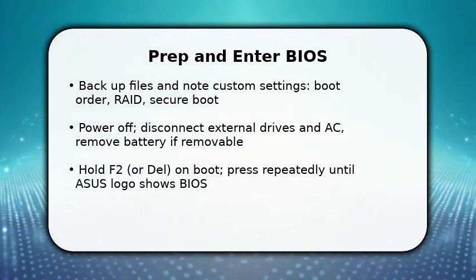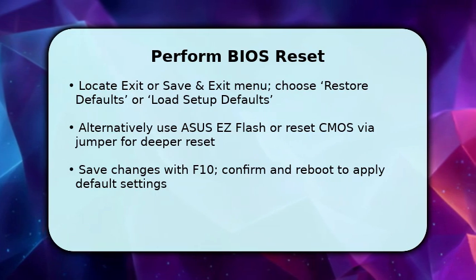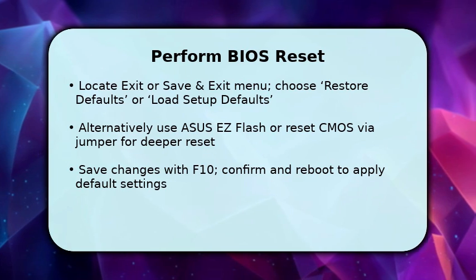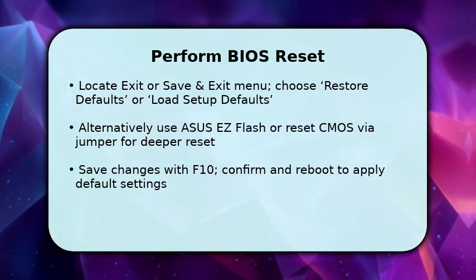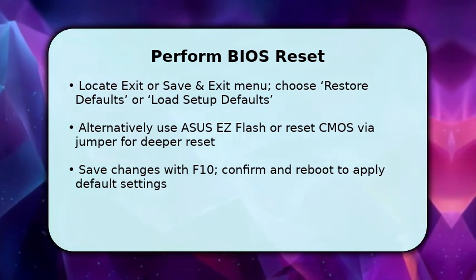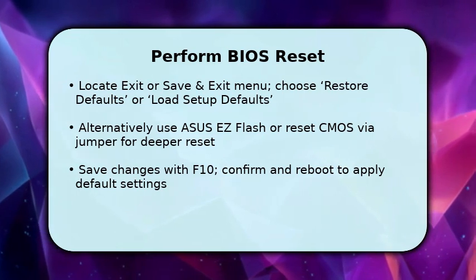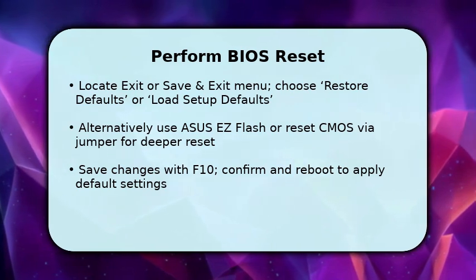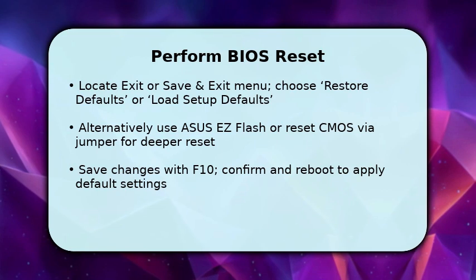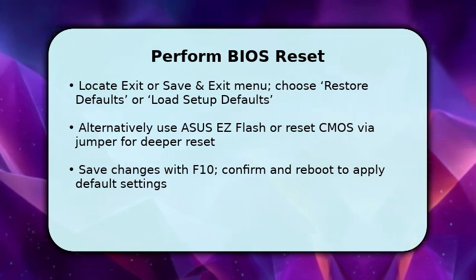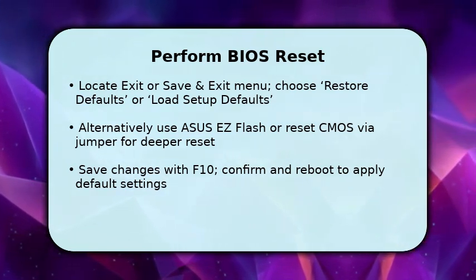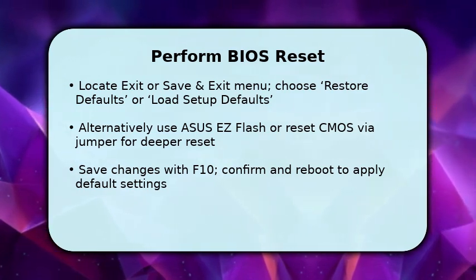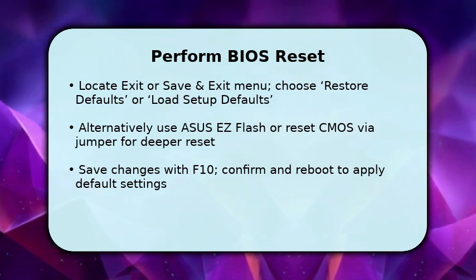Within BIOS, navigate to the Exit or Save and Exit tab and pick Restore Defaults or Load Setup Defaults. That returns firmware to factory values and clears misconfigurations. If firmware corruption persists, use Asus EZ Flash to reflash BIOS or perform a CMOS reset via motherboard jumper/battery. This clears persistent variables. Make sure to save changes, press F10, confirm, and allow the system to reboot so defaults take effect and the machine starts cleanly.